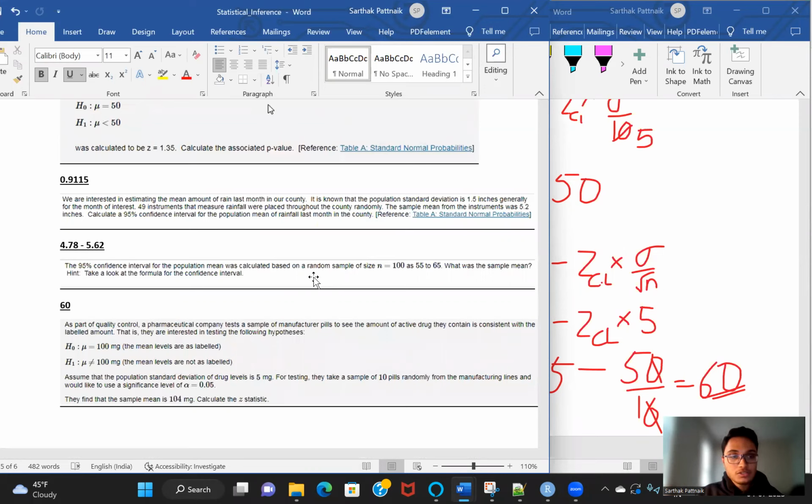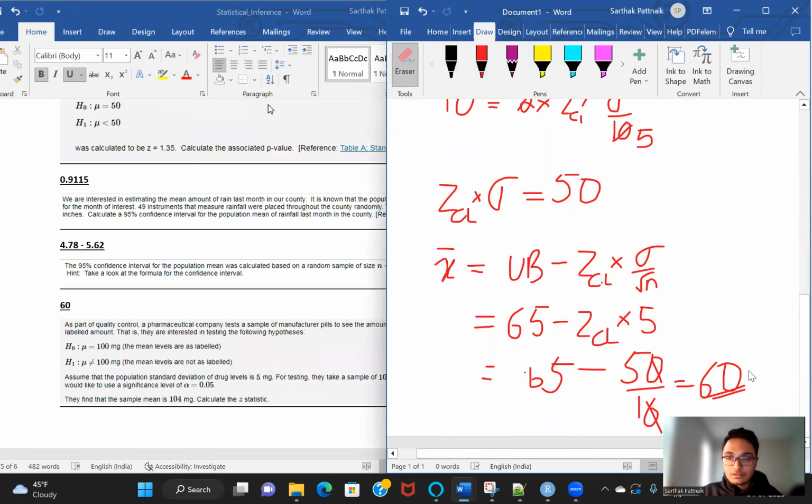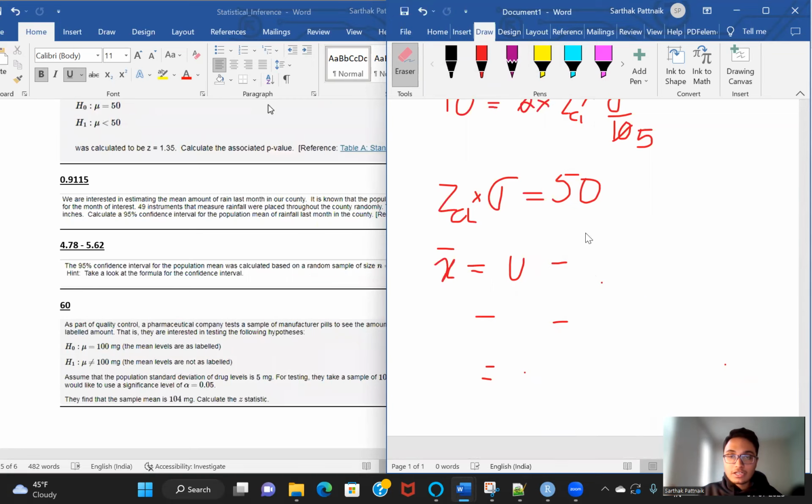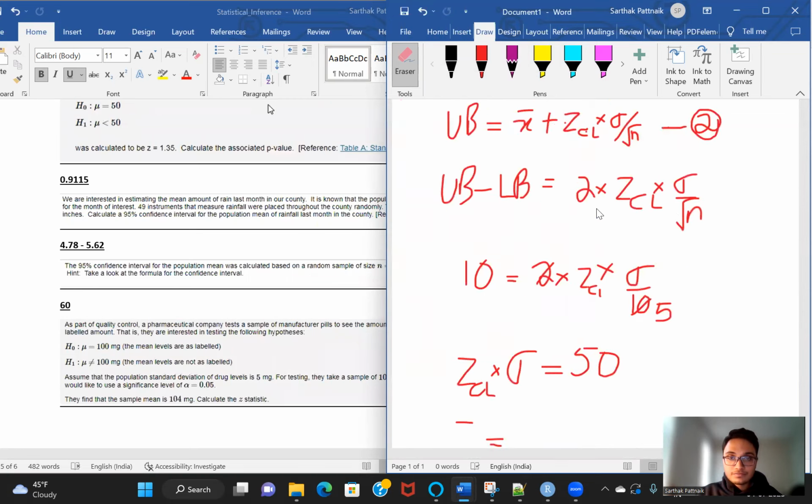You have been given the null hypothesis, the alternative hypothesis, the population standard deviation, the number of samples or the number of pills in the sample, and the significance level. Alpha is 0.05. You have also been given the sample mean. You need to calculate the test statistic, or the Z statistic. This question is very straightforward. Let me go ahead and remove the calculation from the previous question.